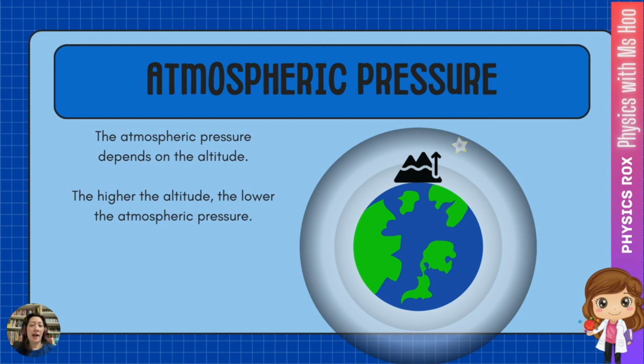That's why the higher we climb a mountain, the less air we seem to be breathing in, because there's less air particles in the same volume at that point, therefore lower atmospheric pressure.